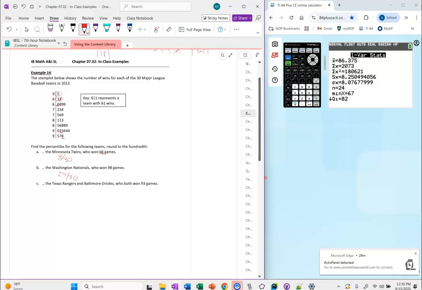The percentile for this 93 win team doesn't matter. You just count below the 93, right? Or I would count above: 1, 2, 3, 4, 5, 6, 7, 8. So 22 out of 30. That was easier than counting the 22. It was just counting 8 and above rather than below.